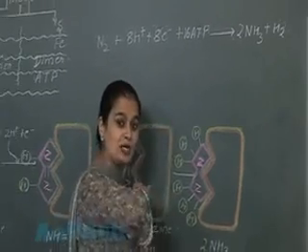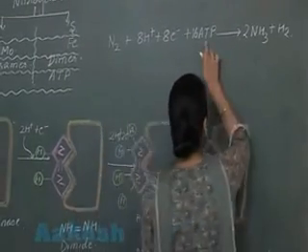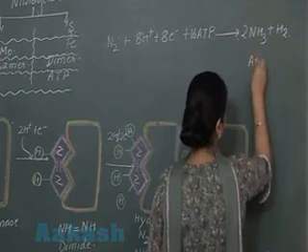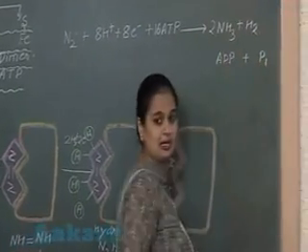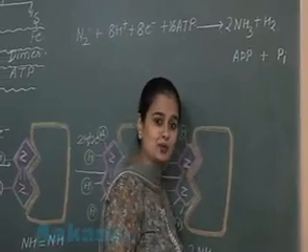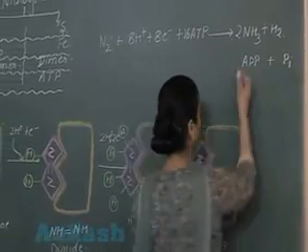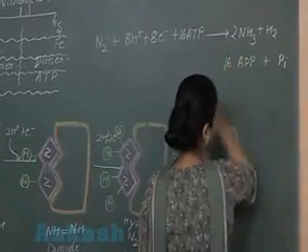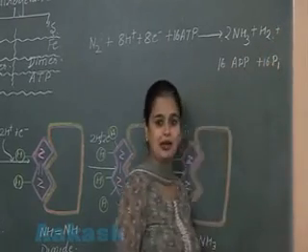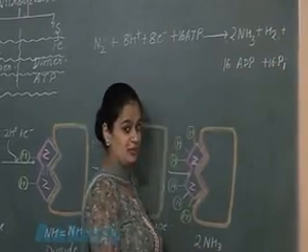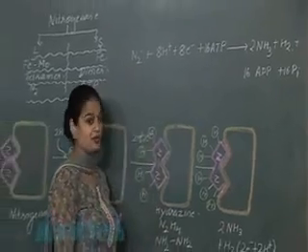So that bond will break and the ATP is converted into ADP plus Pi. ADP, adenosine diphosphate, Pi, that is inorganic phosphate. So there is formation of 16 ADP and 16 Pi. Right? So this is the complete equation for the nitrogen fixation.